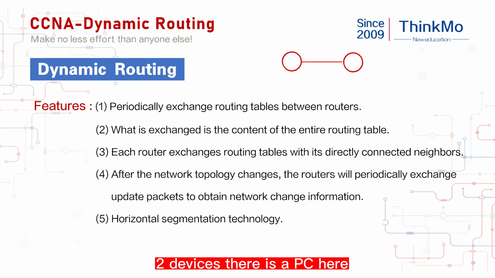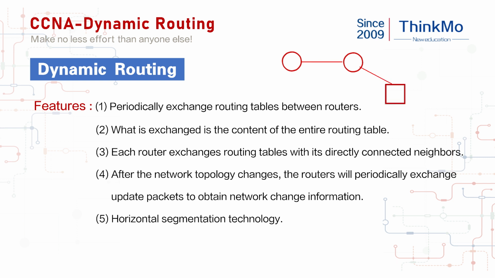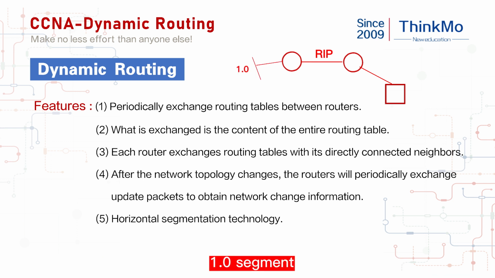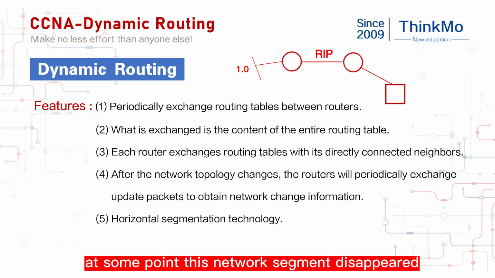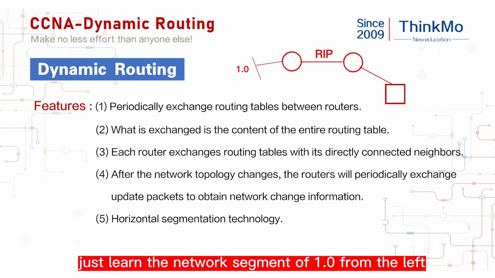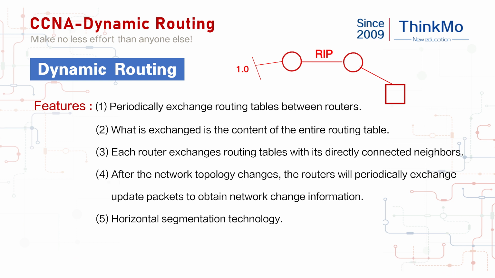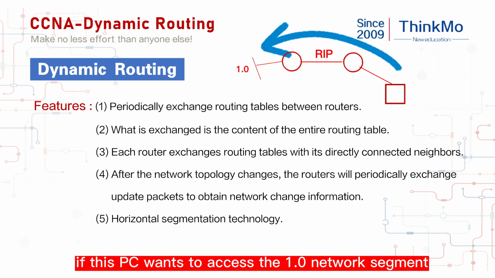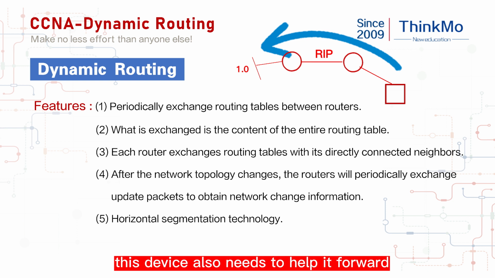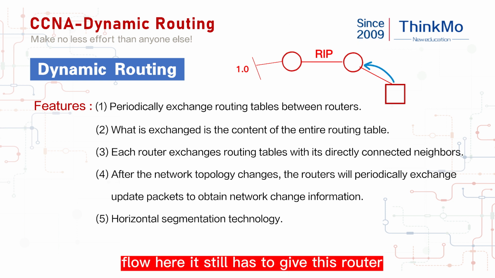Two devices. There is a PC here. If the two devices run RIP, there is a network segment on the left, the 1.0 segment. At some point this network segment disappears. But the device on the right has just learned the 1.0 network segment from the left. If this PC wants to access the 1.0 network segment, this device also needs to help forward the traffic. It still has to give it to this router.